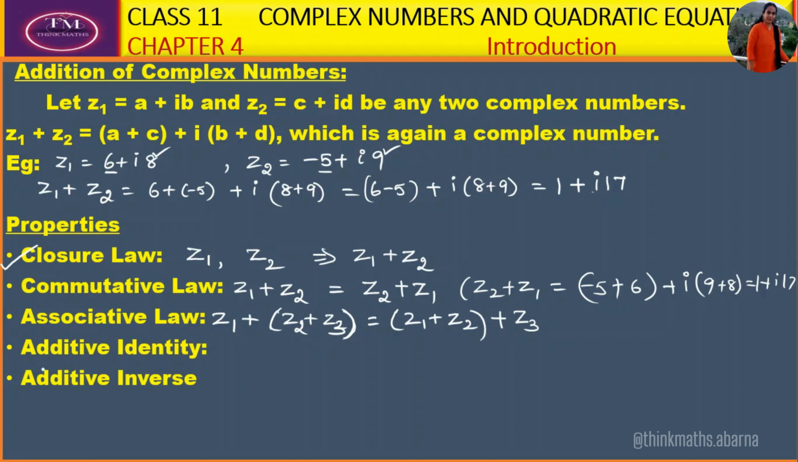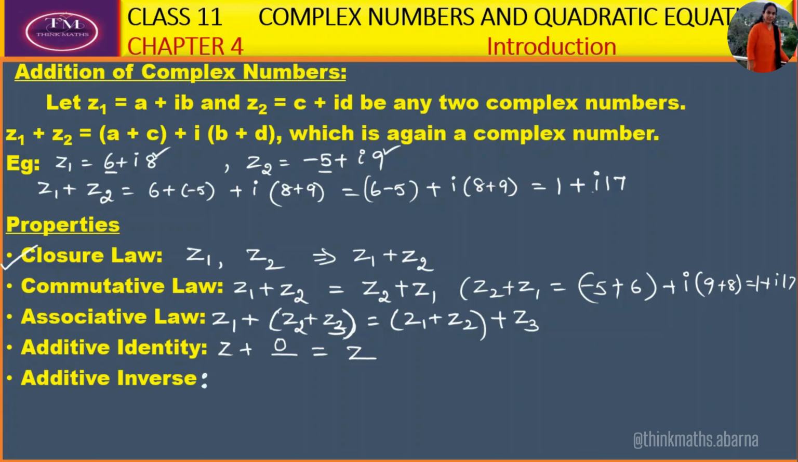Now, next one is additive identity. What do you mean by identity? Here it is addition. If you add something to a complex number, you have to get the same complex number. That is called identity. So what should you add? You should add 0. Only then you will get the same complex number. So 0 is the additive identity.